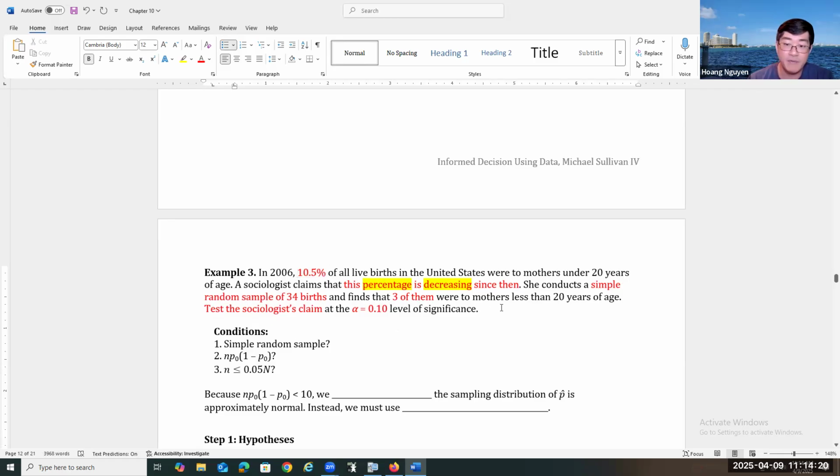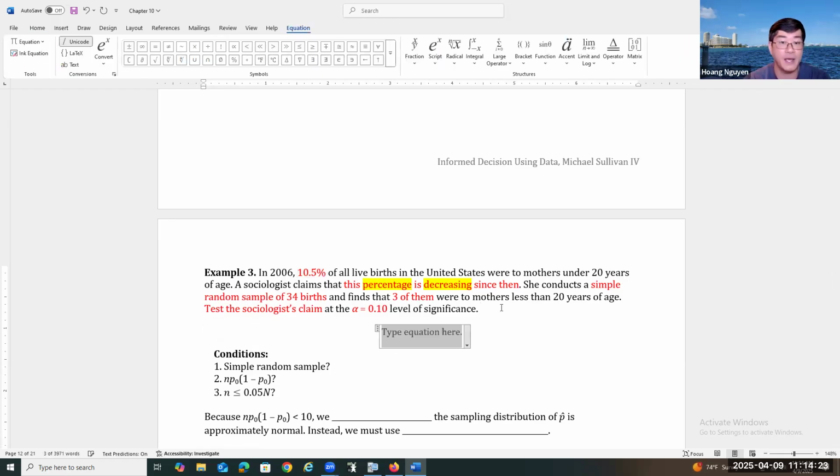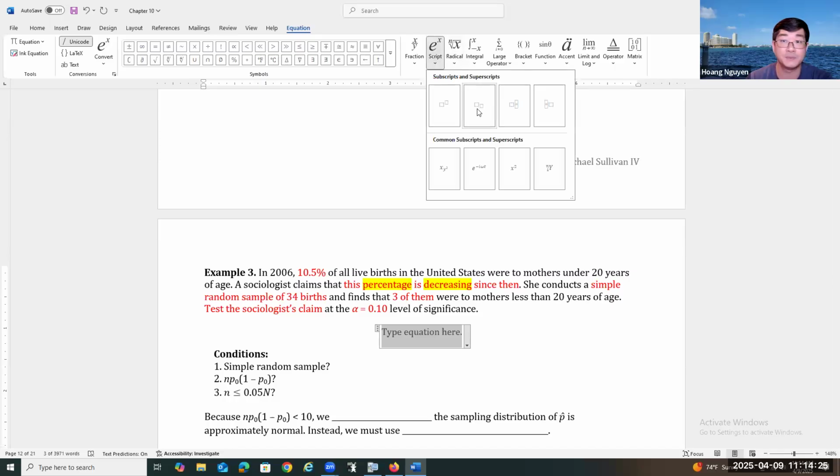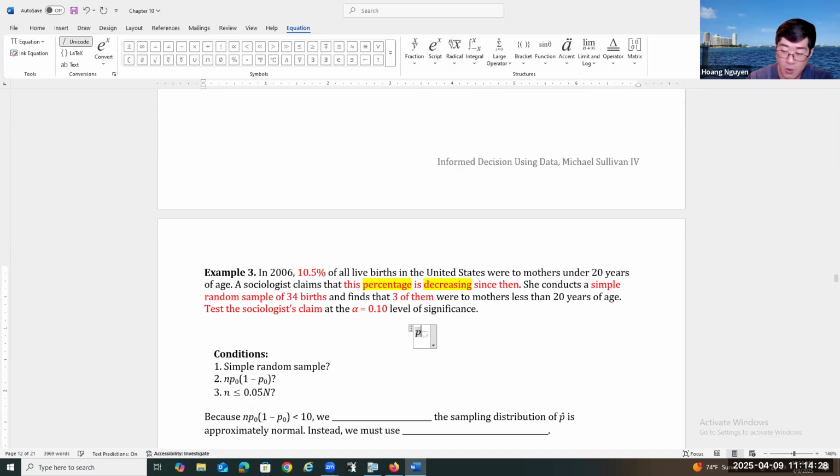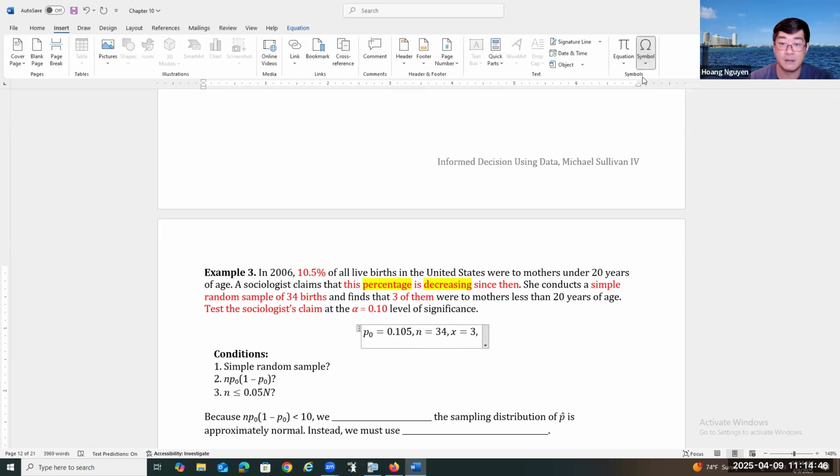If you want to summarize this question again, we have the original proportion or percentage, p0 is 10.5%, 0.105. The sample size n is equal to 34. Among that, we have x equal to 3, and alpha is equal to 10%. So that's going to be the summary of this question. This is the hypothesis test for the proportion or percentage.